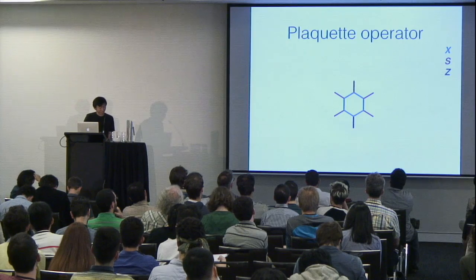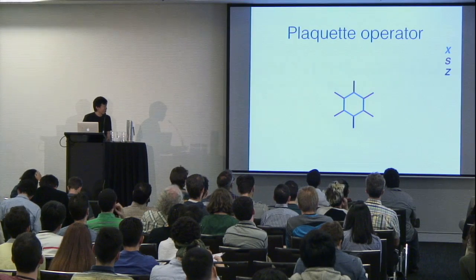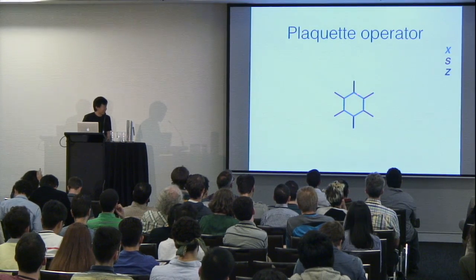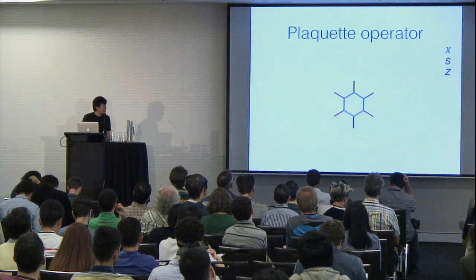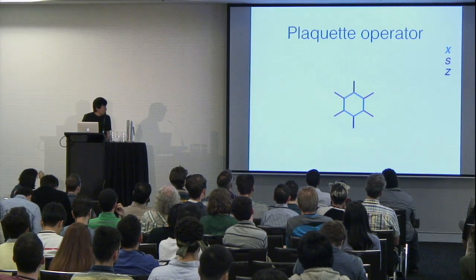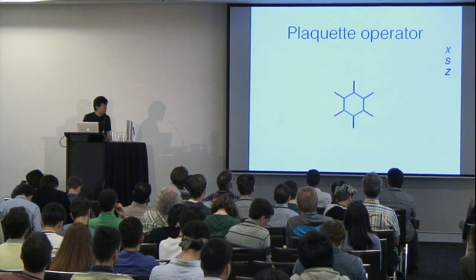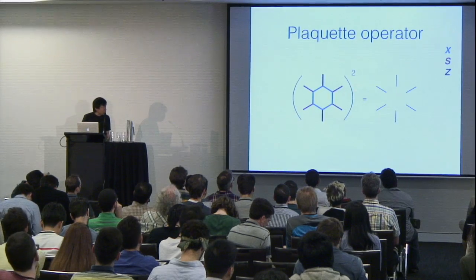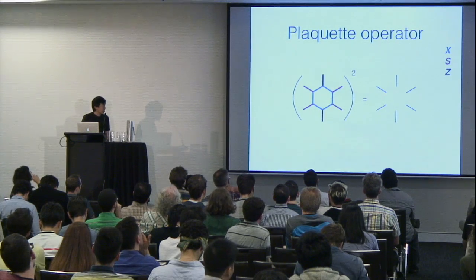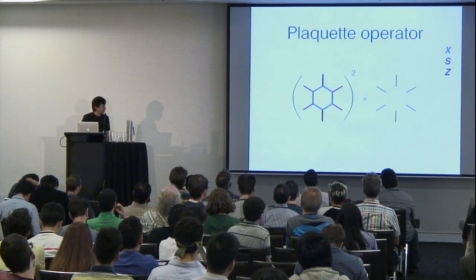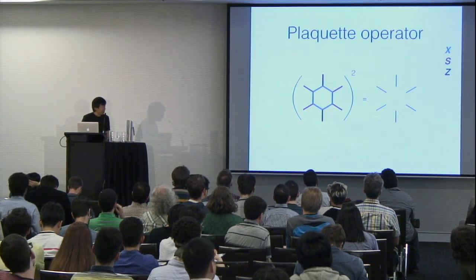Okay, now let's look at the plaquette operator. From now on, I will use color to describe the operators on each edge. For example, the blue edge corresponds to X on that edge, and the red corresponds to an S. In the XS stabilizer formalism, it's usually quite useful to look at the square of an operator. Since it's a tensor product operator, we can do it separately: the square of X is identity, so it becomes nothing here, and the square of S becomes Z. So in the end, we get this Z-type operator.